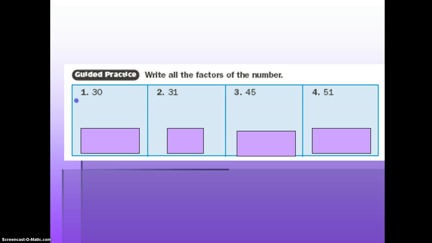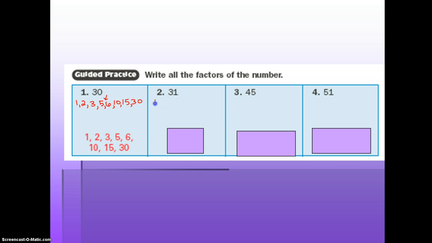30 is divisible by 1 and 30. 2 and 15 make 30. 3 and 10. And 5 and 6. You can see there's not going to be anything else because I keep going in until I'm very close to the other numbers. You can see there's nothing between 5 and 6, or at least nothing that can be divided into 30. These are the factors. At this point, pause the video and try 2, 3, and 4 by yourself.